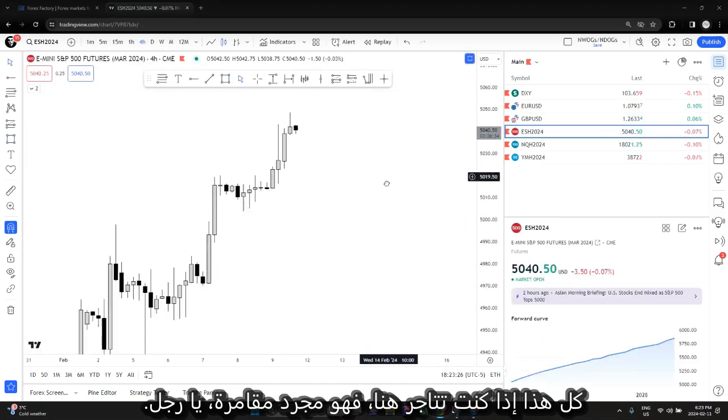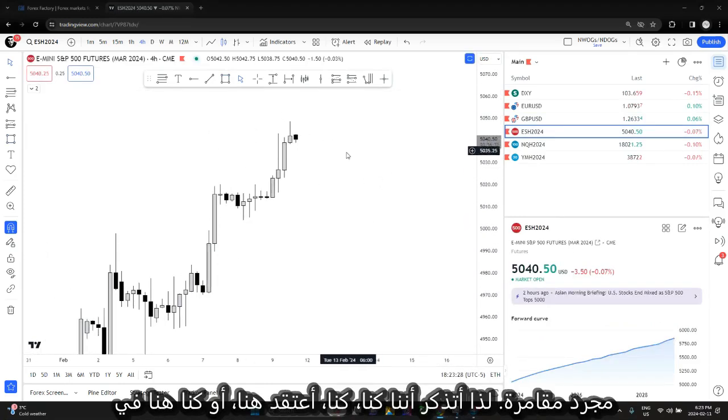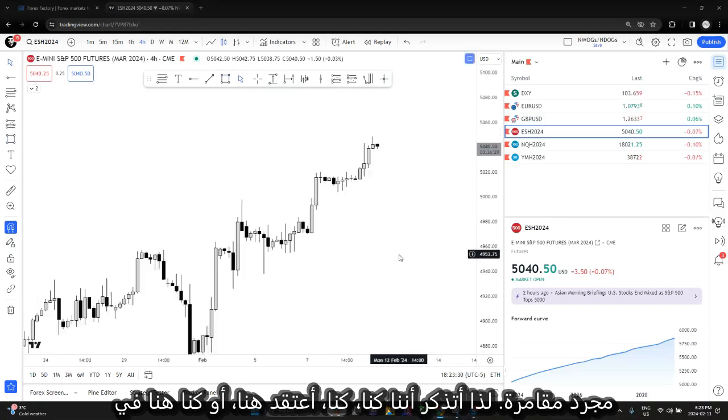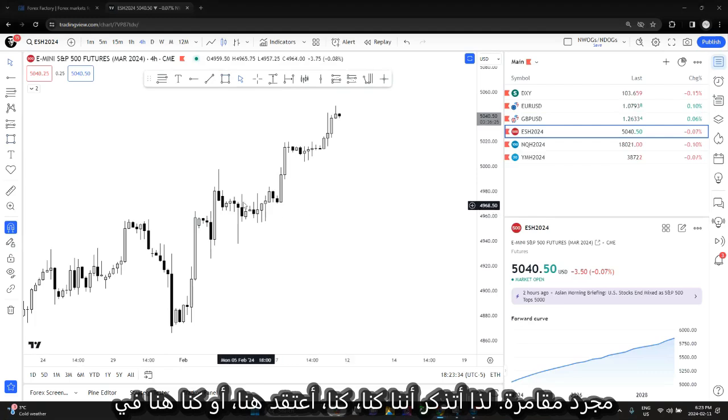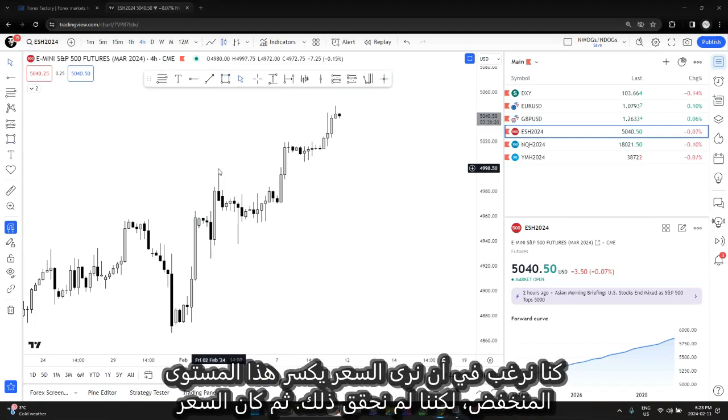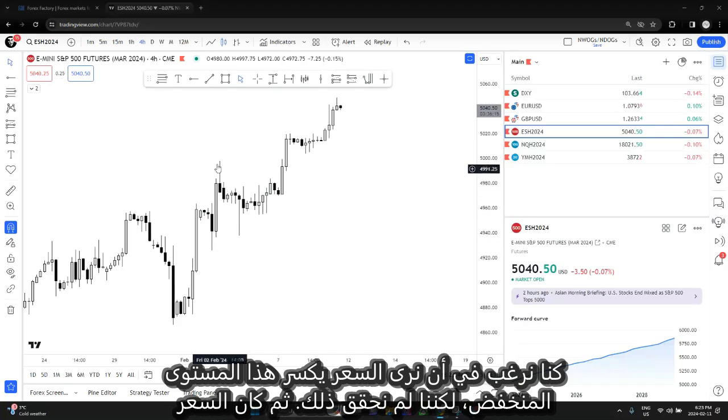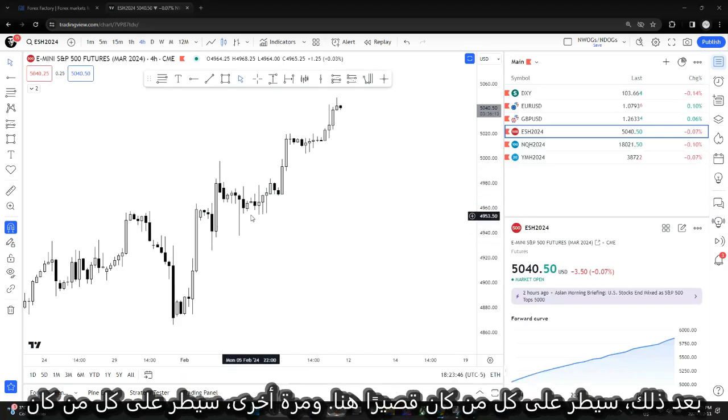Even right now, if you're trading here, it's just gambling, man. It's just gambling. So I remember, where were we? I believe here. Or we were here, and I wanted to see price break below this low, but we didn't get that. And then we had price just rally afterwards, taking out anyone that was short here.